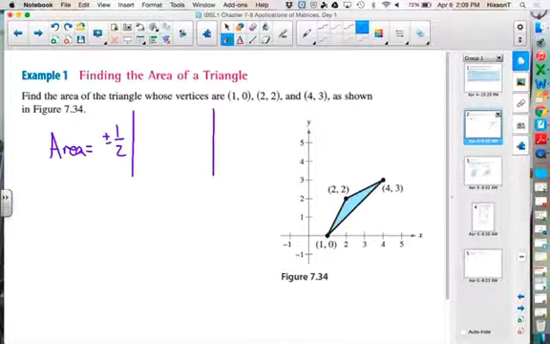So what would one row of our matrix be? 1, 0, and 1. Good. So here's the point (1, 0), and then the 1 for the last column. Okay? How about a second row? 2, 2, 1. Good. And then the last row? 4, 3, 1. Okay?